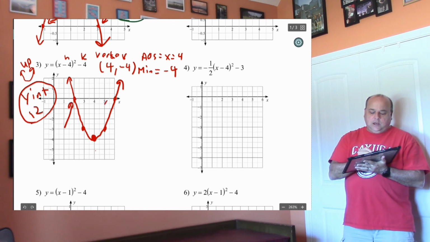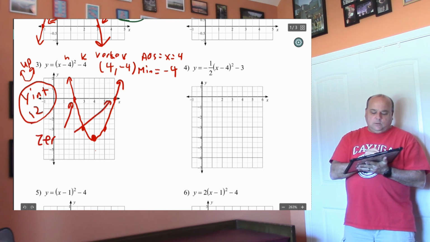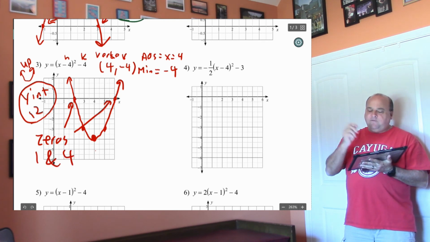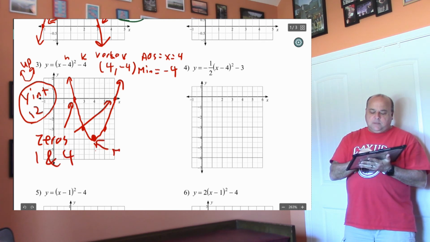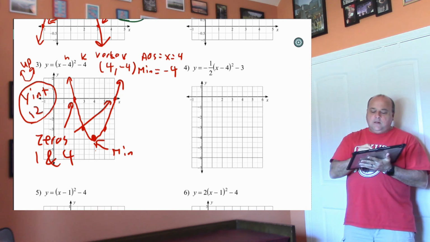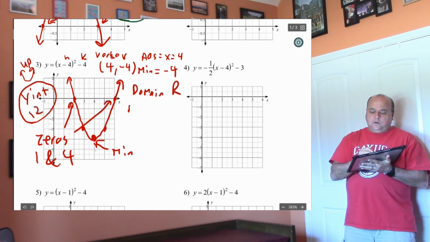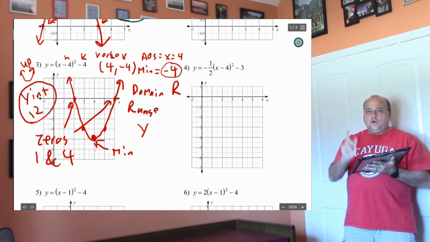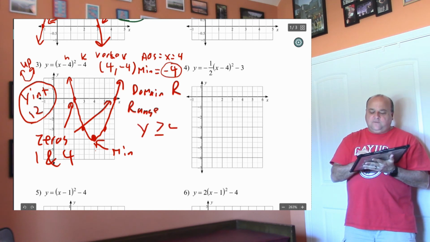The zeros are here and here. So my zeros are 1 and 4. A lot of information you need to know. This is my min. And remember, the domain will always be all real numbers, and the range is going to be the min right here. It's going to be y greater than or equal to negative 4.